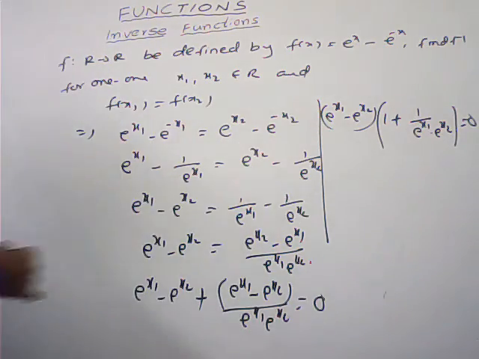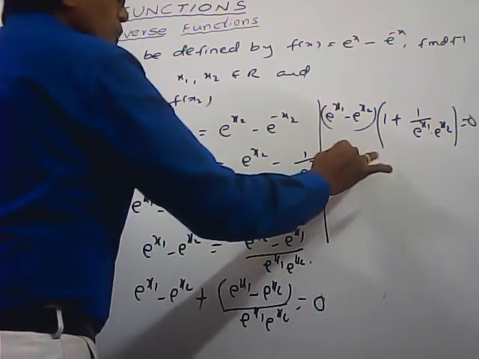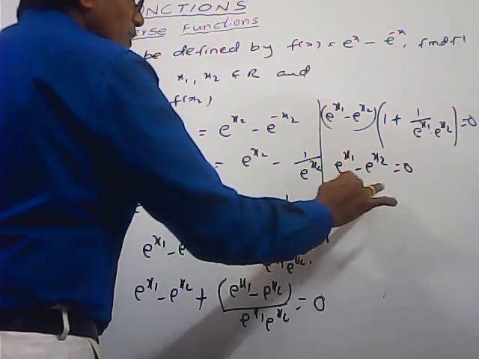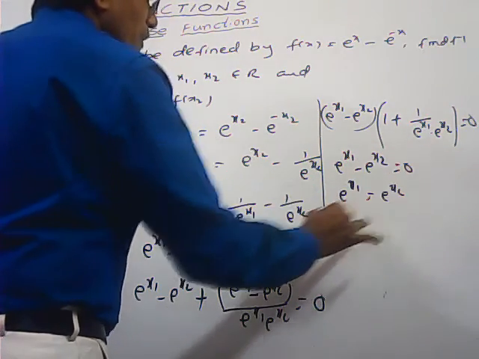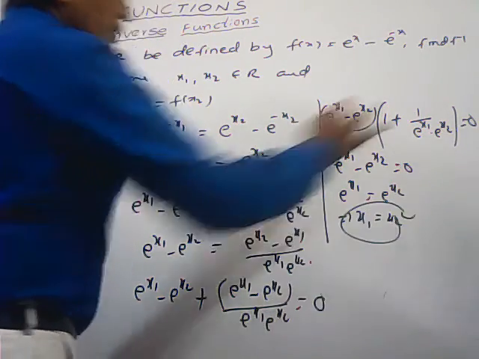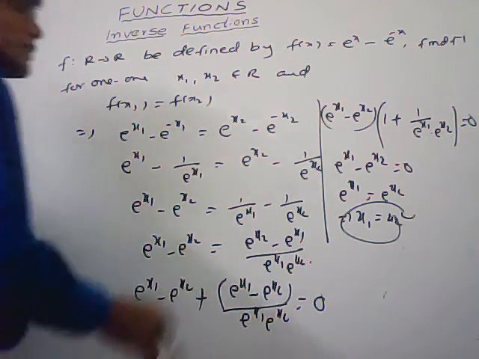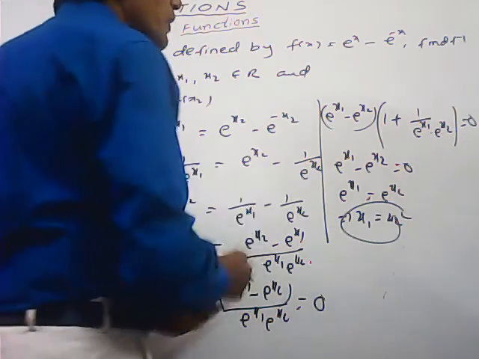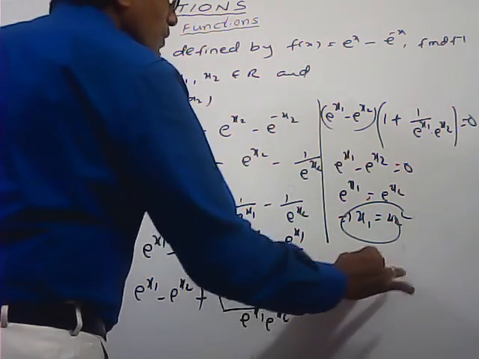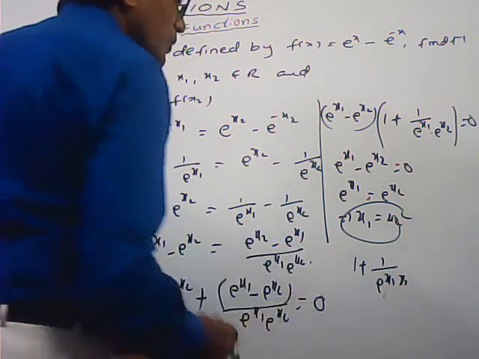Here two solutions are there. Either e power x1 minus e power x2 equals 0, or e power x1 is equal to e power x2, that implies x1 is equal to x2. Here we got x1 equals x2. And along with that, one more relation is there. We can check whether real solutions exist or not: 1 plus 1 by e power x1 into e power x2.